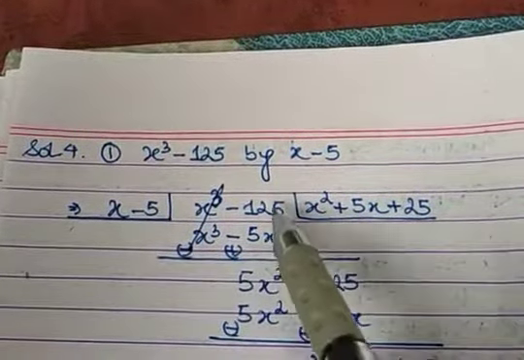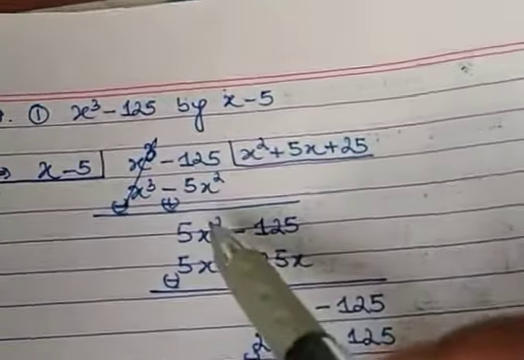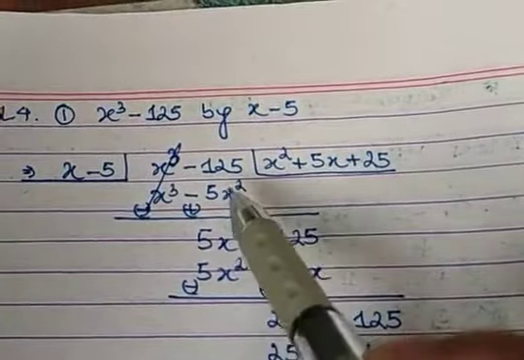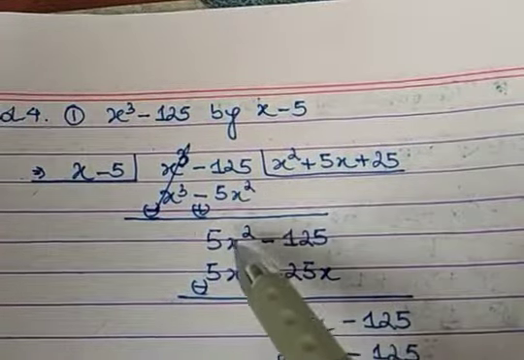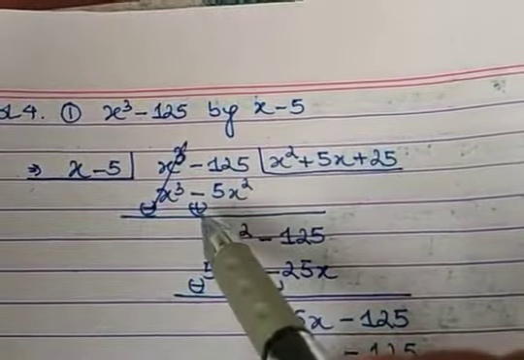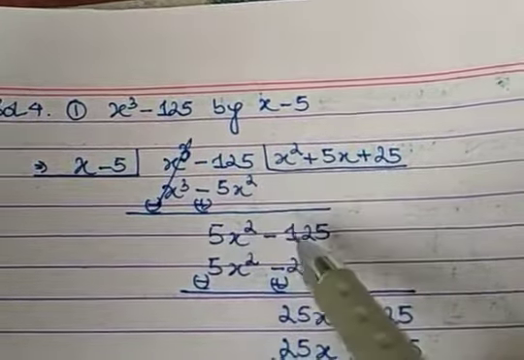We got 5x squared. Now these two are unlike terms, so we cannot do anything regarding this, isn't it? So what happens with unlike terms? They will remain as they are. So both the terms went down. See, the sign changed, the new sign will follow, as I've already said. Plus 5x squared minus 125.